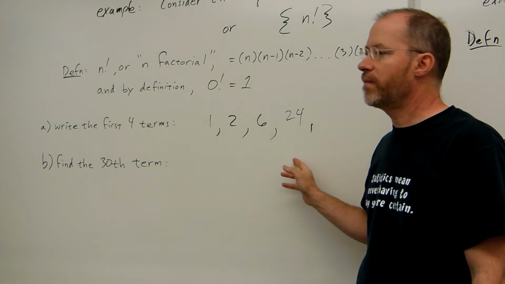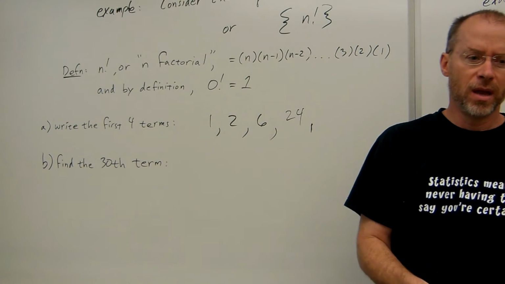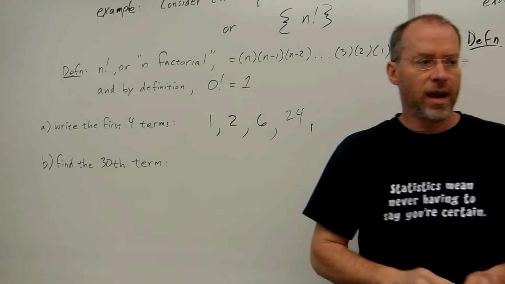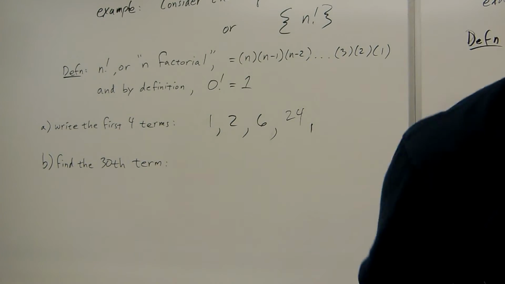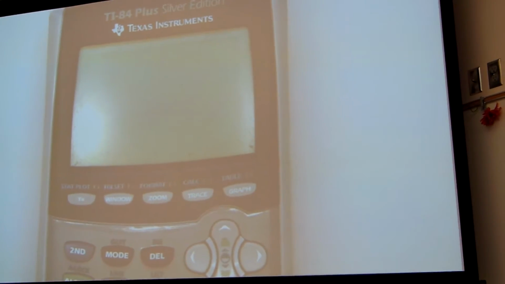And if you do 30 factorial, it's a pain in the neck because you have to multiply 30 times 29 times 28 times 27, etc. And it's surprising how big these numbers get. So let me do this by calculator. And I'm going to shine the camera over here at the projector screen in my calculator.